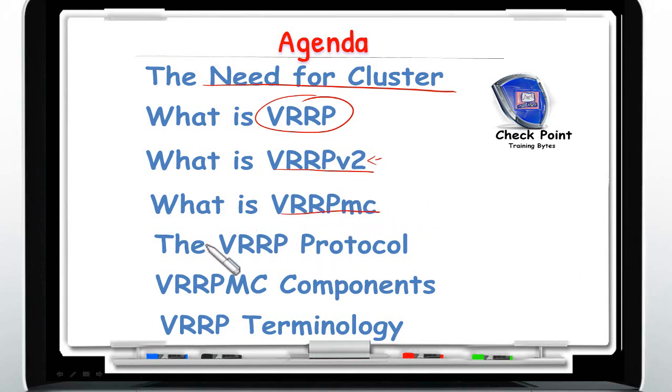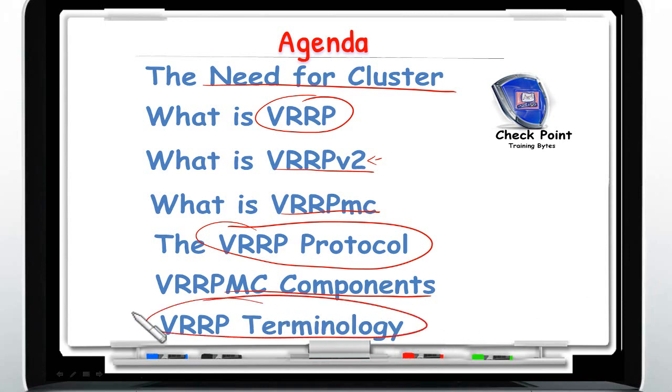And then we're going to take a look at the VRRP protocol to define exactly what it does and what's contained in the VRRP packet. And then we're going to define all the different VRRP monitored circuit components, their definitions, and how they are used. And then finally, we're going to take a look at some additional VRRP terminologies, what these terms are and what their functionality is.